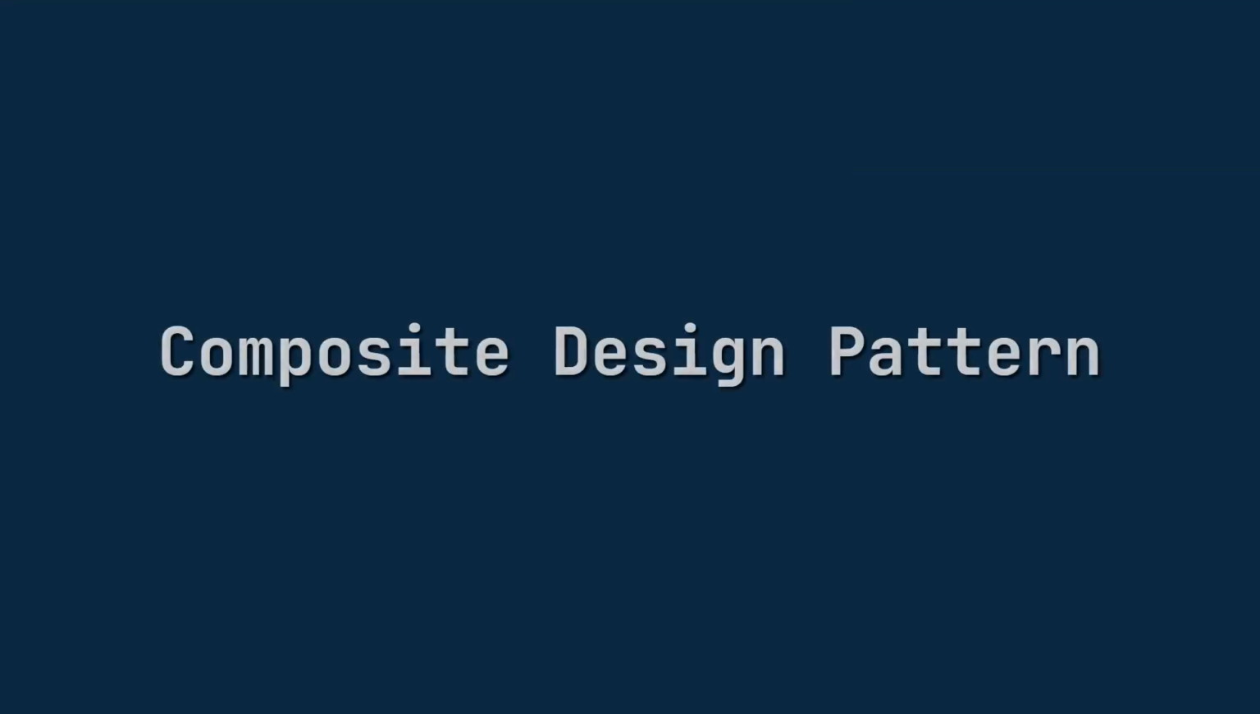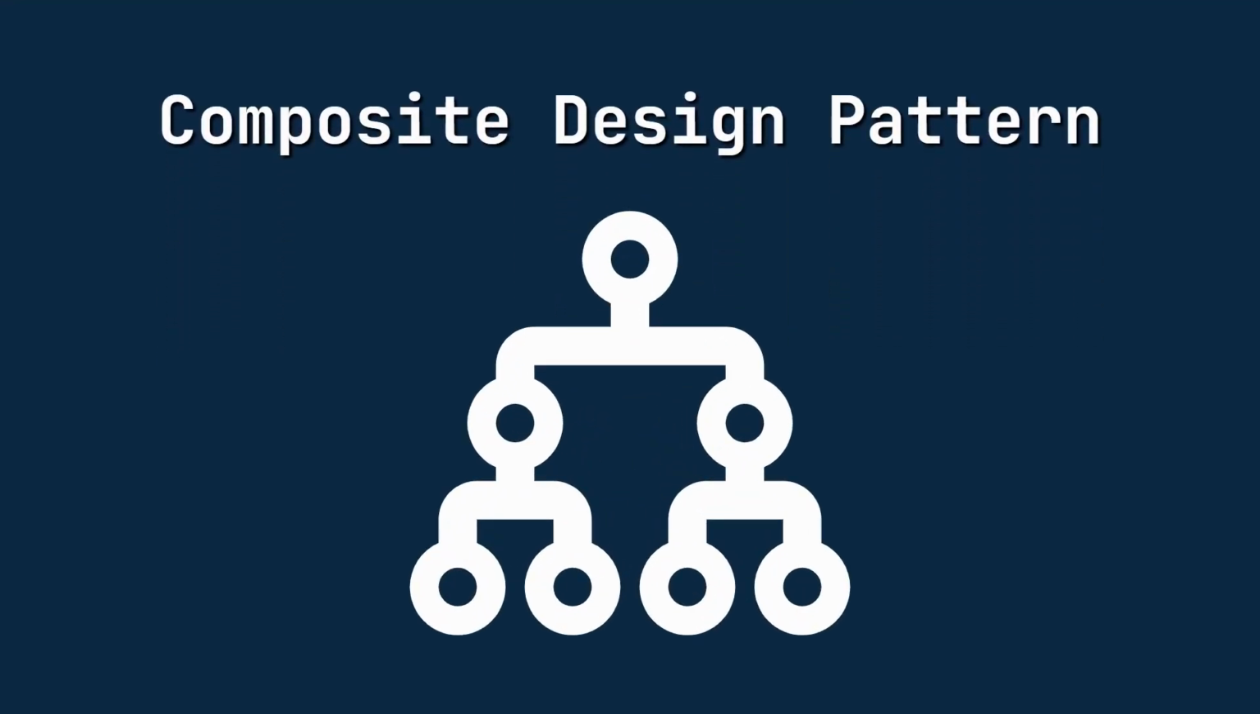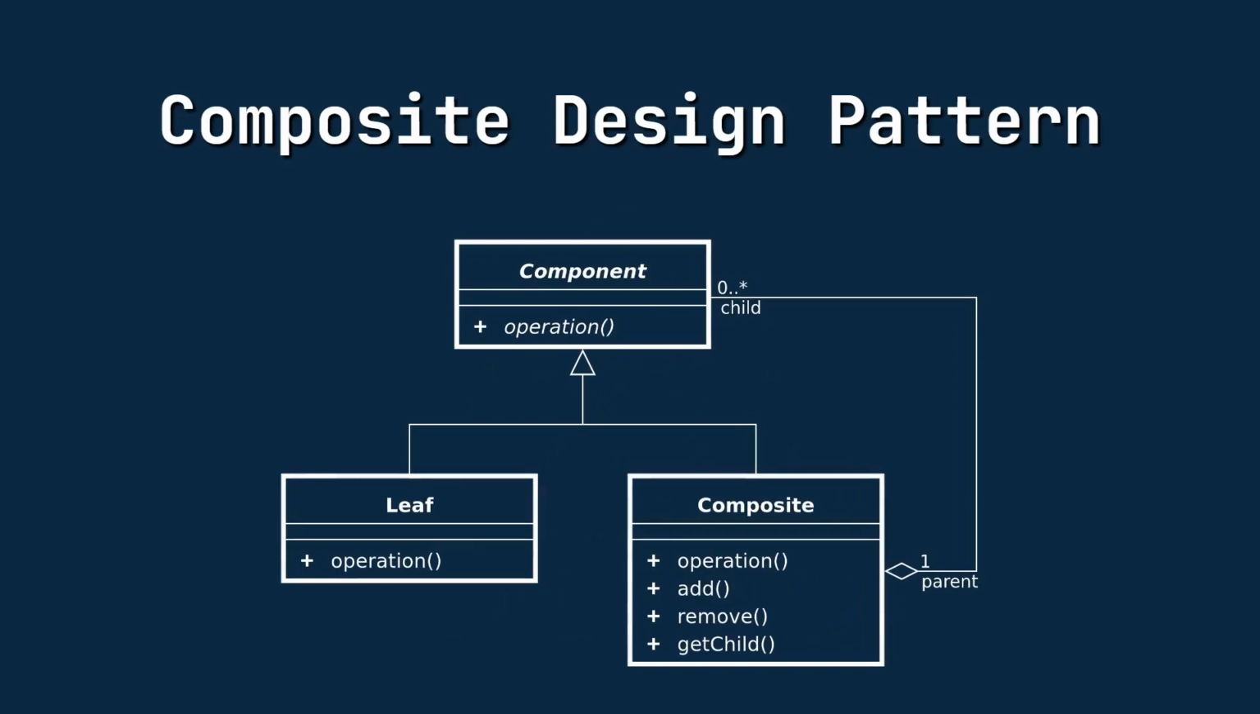Here comes the Composite Design Pattern. This structural design pattern enables the composition of objects into tree structures to depict hierarchies. It offers a unified interface for both individual objects and their combined forms. The UML diagram illustrates the following.